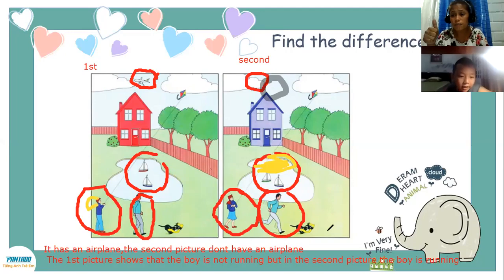You see, the first picture, the boy, no, the girl is flying the kite. Yeah, the first picture, the boy is the one flying the kite. No, the girl. You see her long hair? Yeah. The girl with the long hair is the one who flies the kite. Okay?